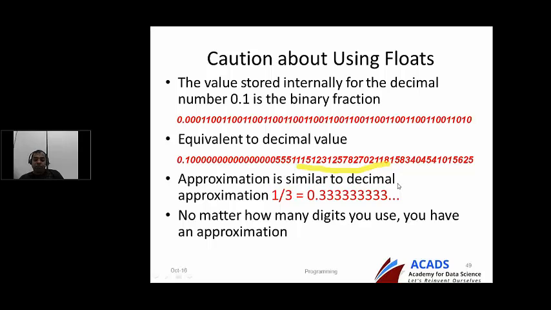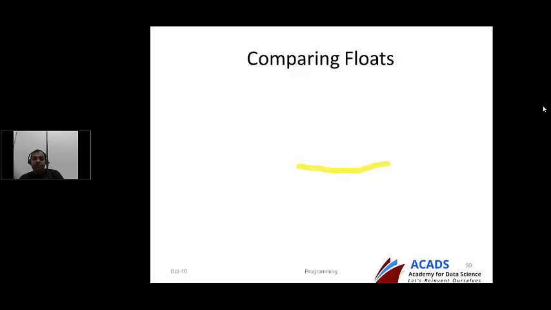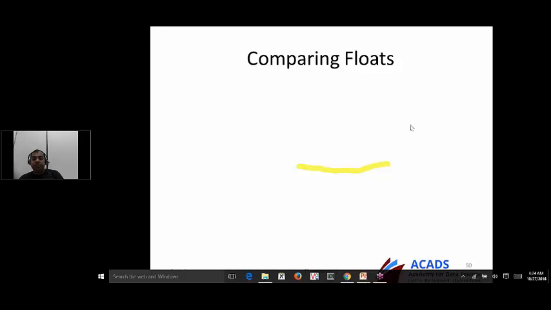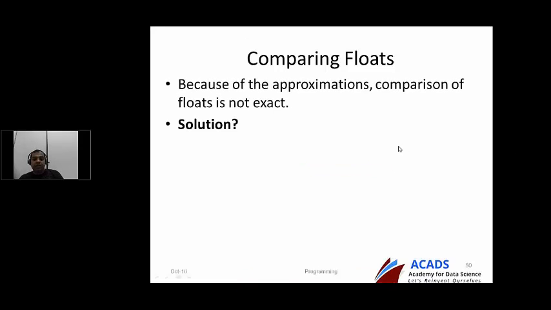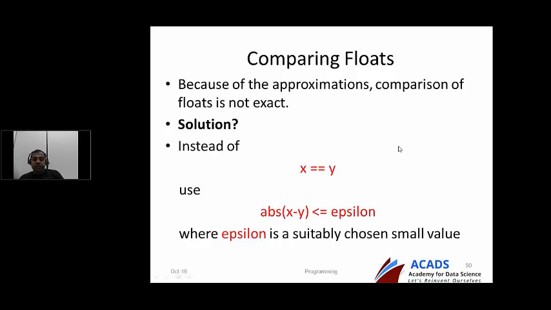So what to do if we cannot compare floats? How can we write such a program where we have to depend on two floats being equal? The solution is, do not compare floats as you compare integers. Instead, you use what is called epsilon comparison.